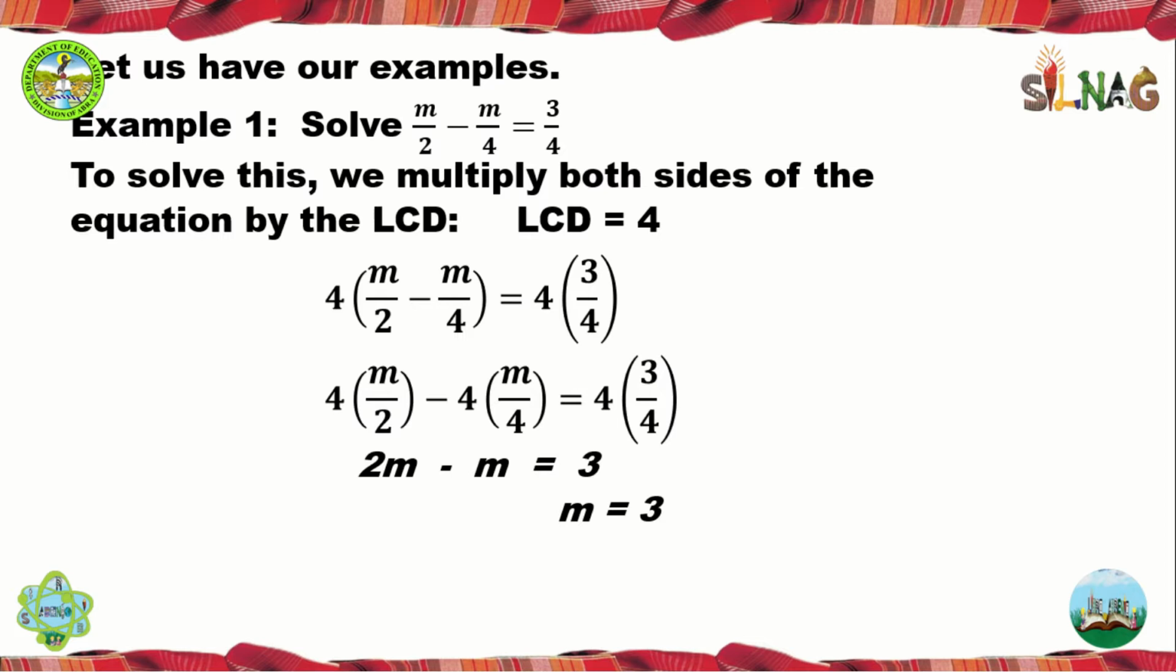Then 4 divided by 2 is 2 times m is 2m. Negative 4 divided by 4 is negative 1 times m is negative m is equal to 4 divided by 4 is 1 times 3 is 3. 2m minus m is equal to m, and then you just copy the right side, which is 3. So the value of our m is 3.